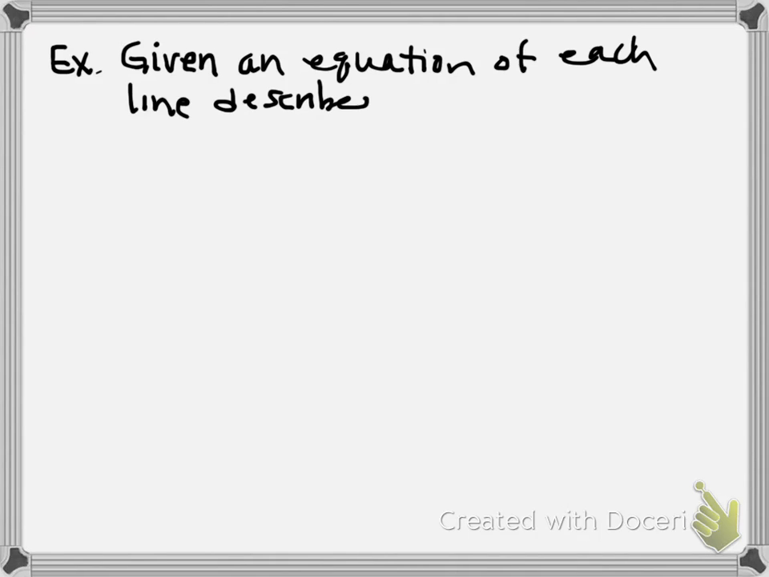So the idea is when you're given information, you need to pick the smartest way to write this equation. So go with what you know. So in this one, I'm going to give you two problems that deal with slope and y-intercept.